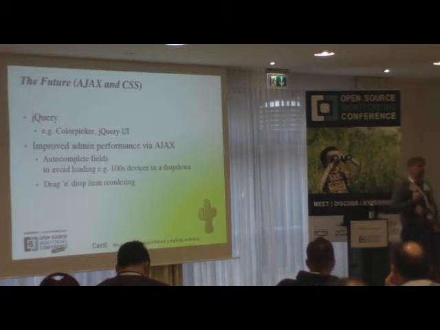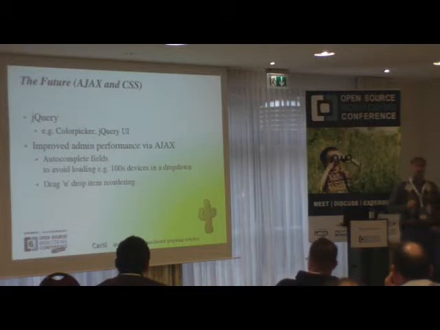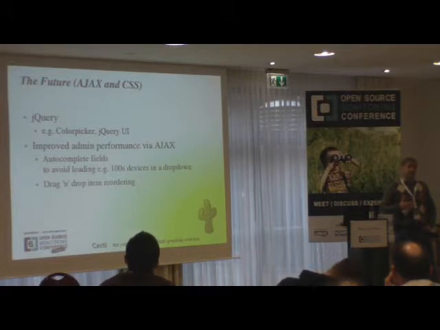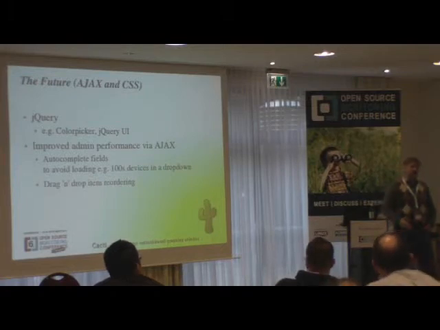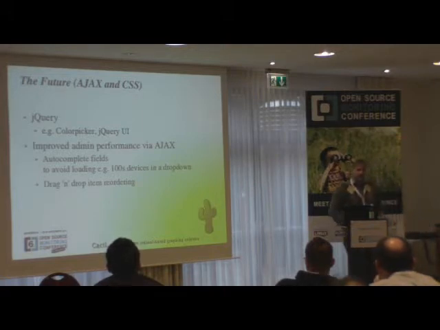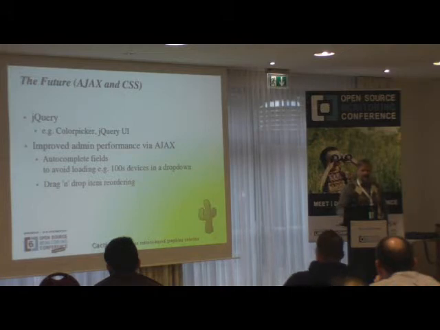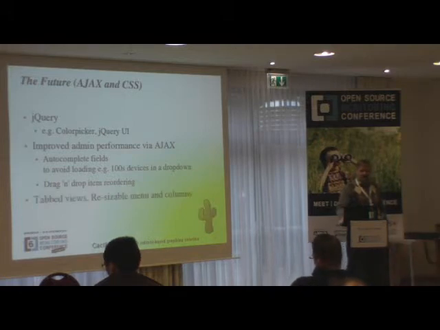You've seen already some of those dropdowns. They can grow ugly beyond measure. If you create a graph by hand, which you should not do, it is possible to have a dropdown of 100,000 data sources that you can place onto your new graph. Loading a dropdown of 100,000 data sources makes a lot of fun. So we have autocomplete fields, and we have drag and drop item reordering instead of some arrows that you click on. We have tab views, we have resizable menus and columns, stuff like this, and a completely new tree design.